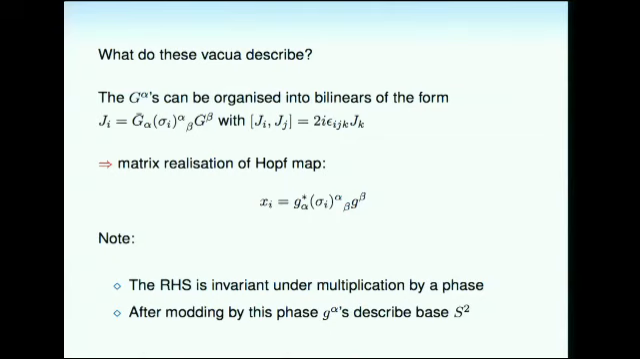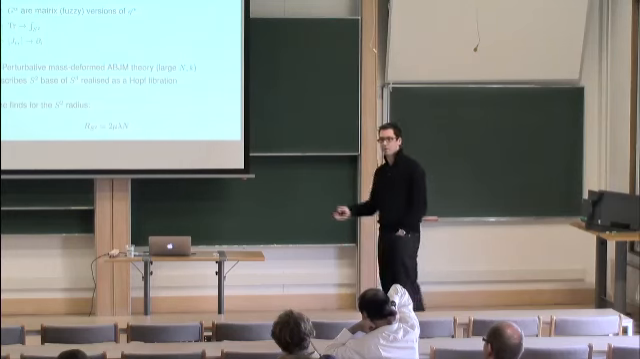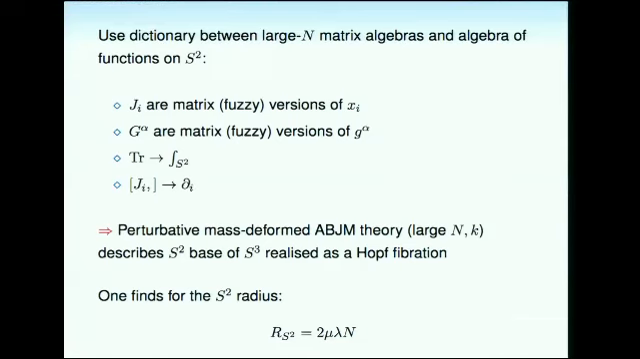So in this continuum version, we see that the G's just describe a base M2, and now we can use a very well-established dictionary between large-N matrix algebras and algebras of functions on S2. This is the bread and butter of matrix theory and matrix brane constructions that people have been working with for many, many years. In fact, the dictionary tells you that you can approximate continuum coordinates on a smooth S2 with large N matrices G_i, which satisfy these SU(2) commutation relationships.